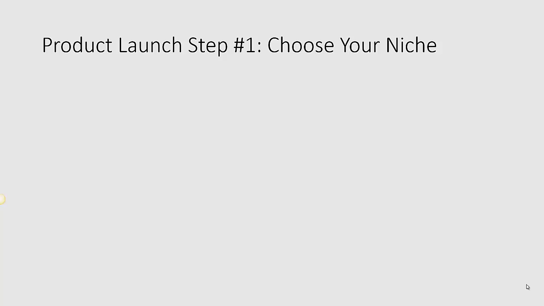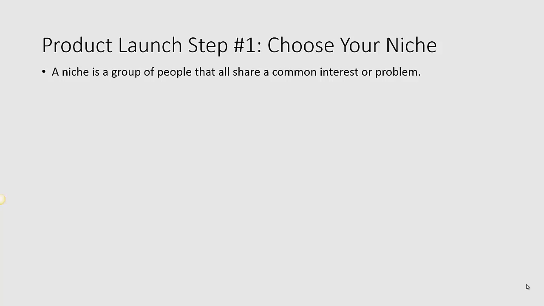So, product launch step number one: this is where you're going to choose your niche market. We're going to focus most of the attention in this video on selecting that niche market because that is so important. So what is a niche? A niche is a group of people that all share a common interest or problem. That means you're looking for a targeted group of people that have something they want, something they're interested in, or a problem they need a solution for. The ultimate way to generate money online is to connect people with a problem to a solution, and that's really how most money is made on the internet.